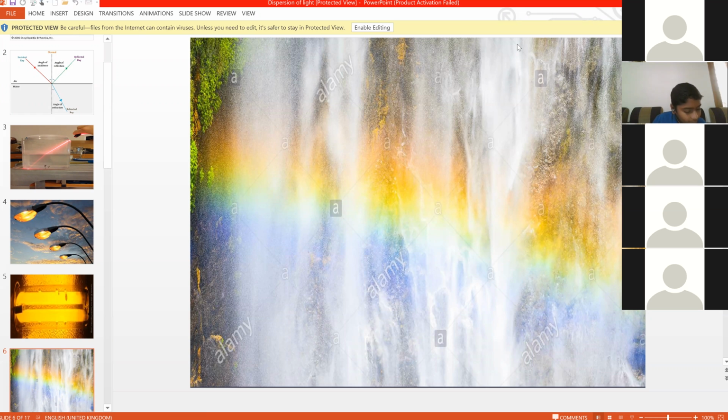Refraction of light. Light can travel through different mediums such as air, glass, water, oil, etc. When light passes from one medium to another, it gets bent at the surface separating the two media.